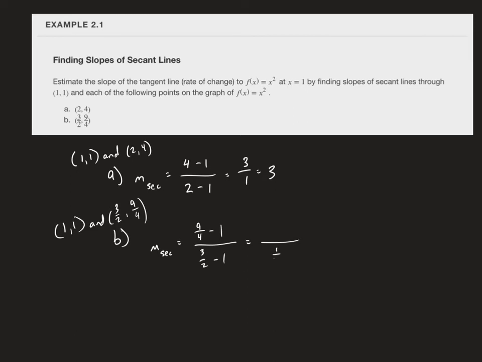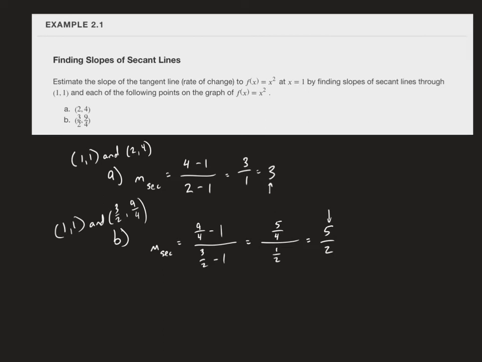Let's do that subtraction. 1.5 minus 1 is 1/2 in the denominator. And 9/4 is 2 1/4, minus 1 is 1 1/4, so let's say that is 5/4. When you simplify that, you get 5/2, or 2.5. So we've gone from a slope of 3 when we were 1 unit away to a slope of 2.5 when we're only half a unit away from the point.